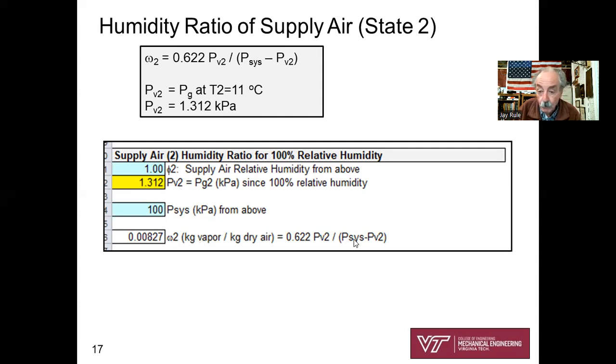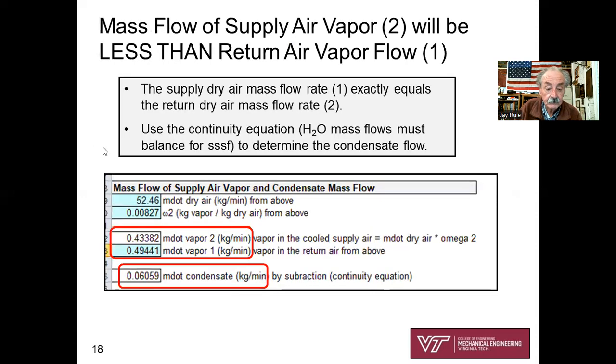Okay, and so we'll apply the definition of humidity ratio using our partial pressures to get omega 2 is 0.00827 kilograms of vapor per kilogram of dry air. We're moving along. So now we can get m dot of the vapor at 2. We've got m dot of the dry air, just like the inlet. Apply omega: 52.46 times 0.00827 equals 0.43382 kilograms per minute of vapor leaving in the duct.